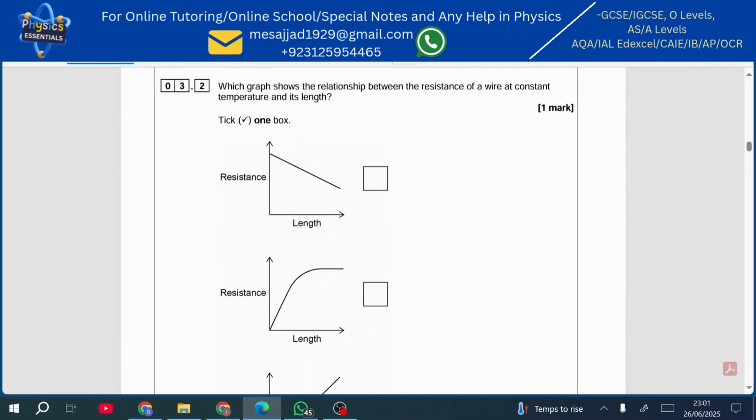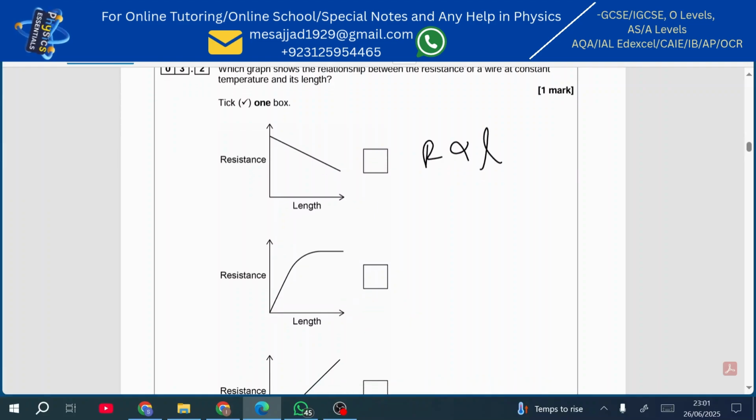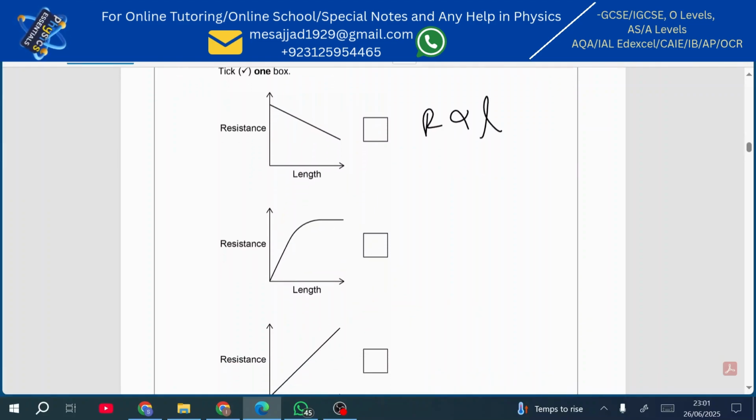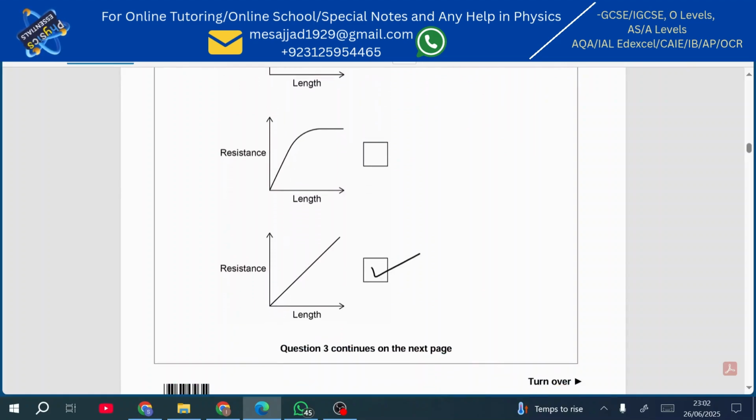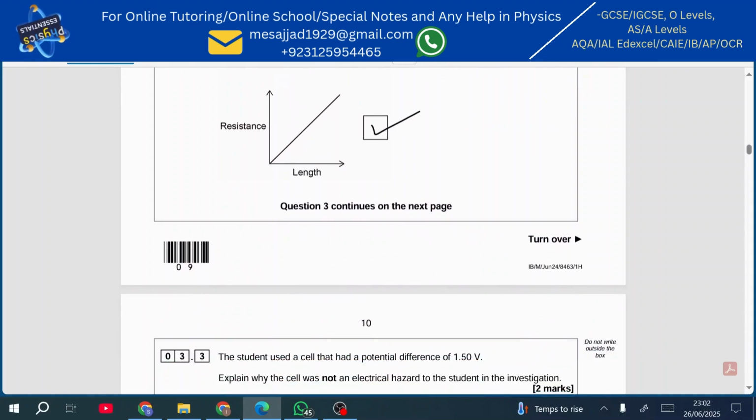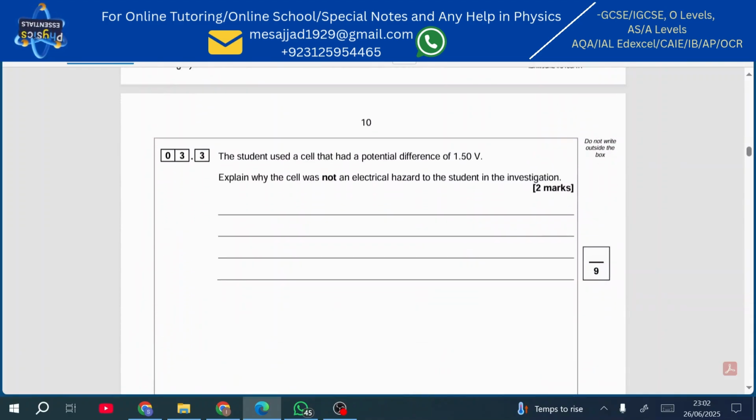3.2, which graph shows the relationship between the resistance of the wire at constant temperature and its length? I just told you that the resistance is directly proportional to length. As you increase the length, resistance also increases. So for that, you can only get this graph, because when two things are directly proportional to each other, we always have a straight line graph.